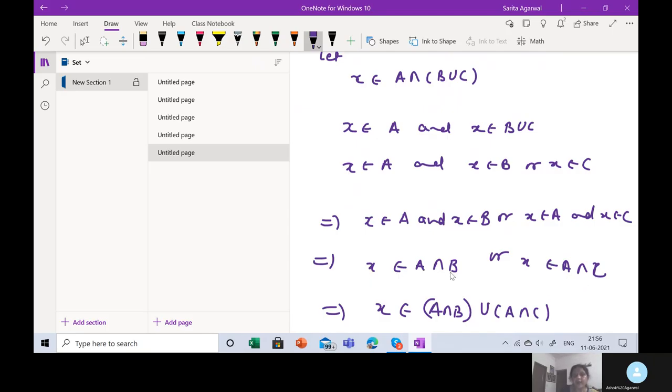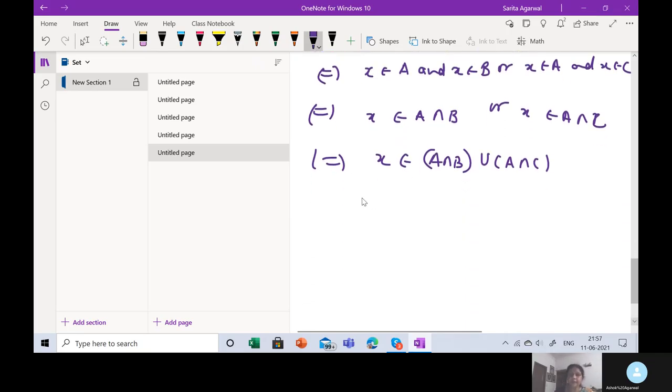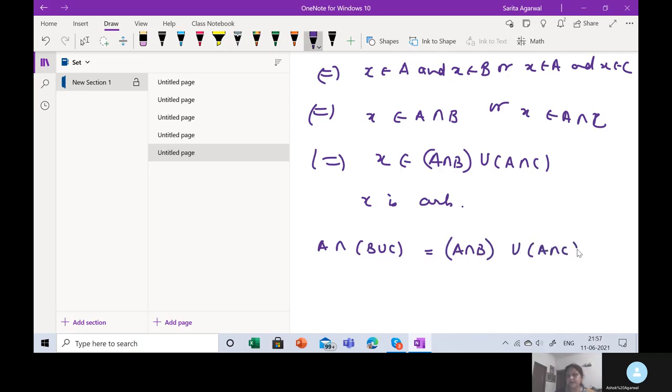Means X belongs to A and X belongs to B, or X belongs to A and X belongs to C. That means X belongs to A and X belongs to B or C, right? Because "or" is here for B and C. And this means that X belongs to A and X belongs to B union C, and this X is arbitrary. And this means that A intersection (B union C) is (A intersection B) union (A intersection C), right?